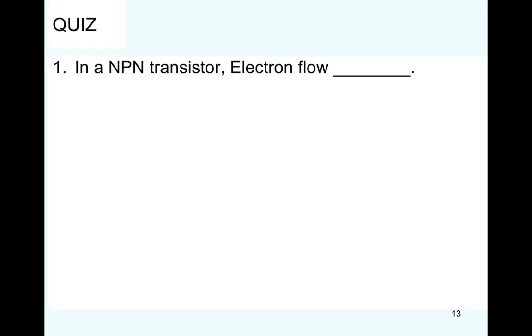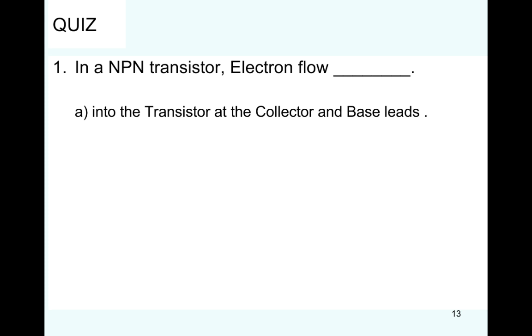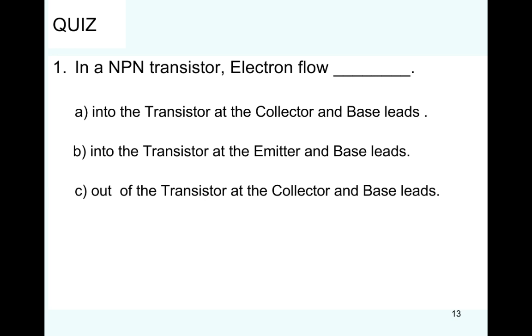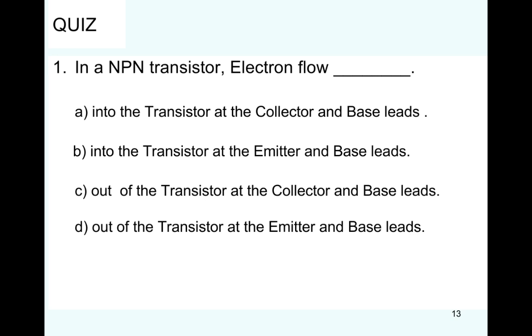Let us see some quiz questions related to today's topic. In an NPN transistor, electron flow dash: into the transistor at the collector and base leads, into the transistor at the emitter and base leads, out of the transistor at the collector and base leads, or out of the transistor at the emitter and base leads. In an NPN transistor, electron flow is out of the transistor at the collector and base leads. C is the correct answer.